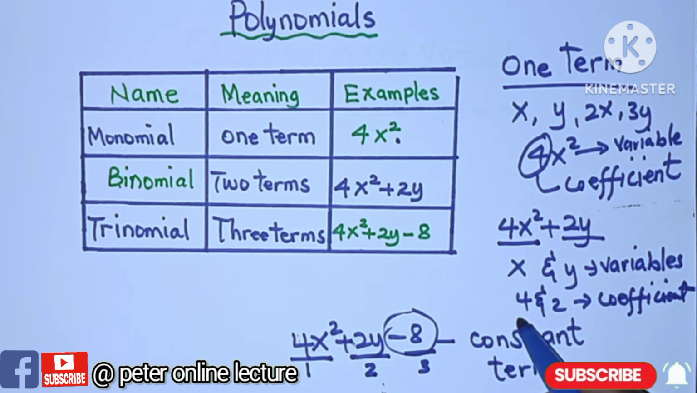So that's the explanation of the monomial, binomial, trinomial. Every one of them constitutes a polynomial.